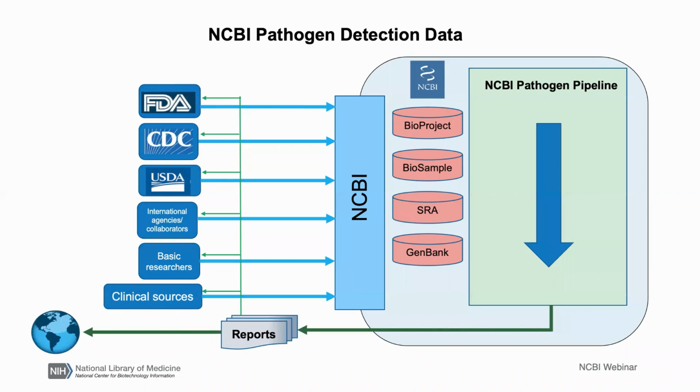But before I get there, I wanted to tell you a little bit about where the data comes from and how it's generated. So we have whole genome shotgun sequence of isolates that are submitted by collaborators at the FDA, CDC, USDA, state and local public health labs, international public health labs, basic researchers, clinical sources, et cetera. They submit their whole genome shotgun sequence data to the SRA, and then when we know about it, we pick it up in our pipeline.